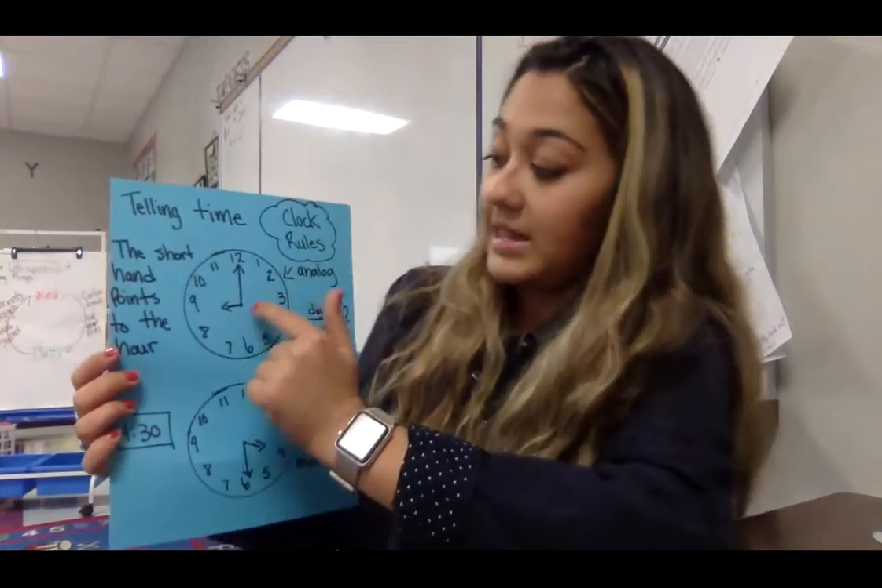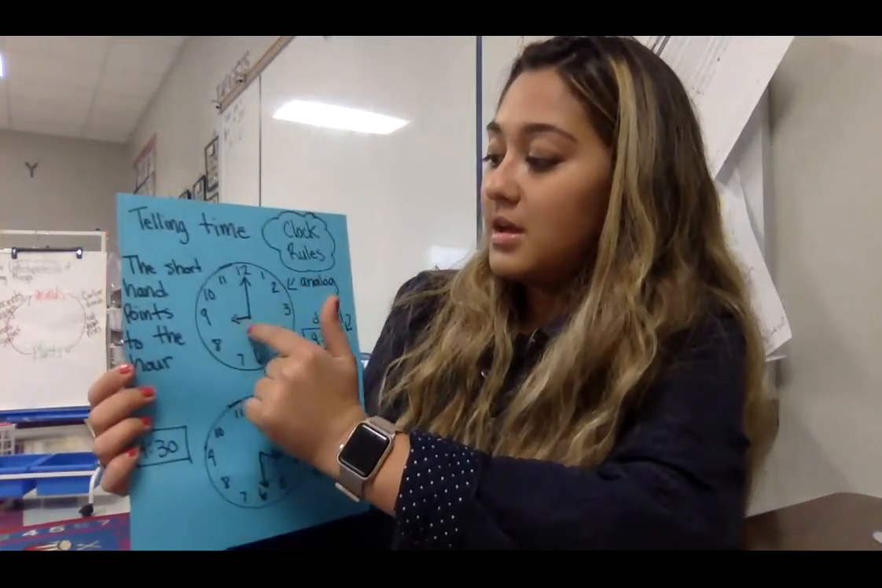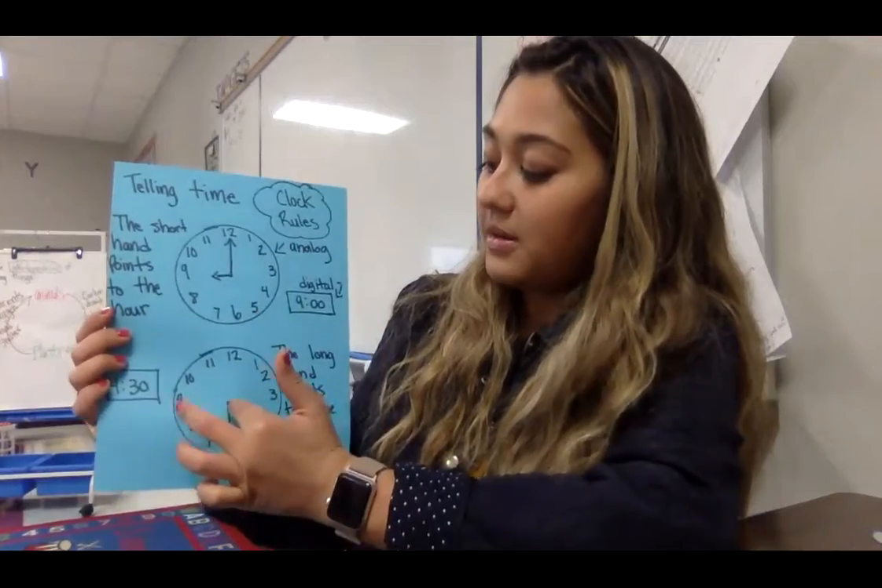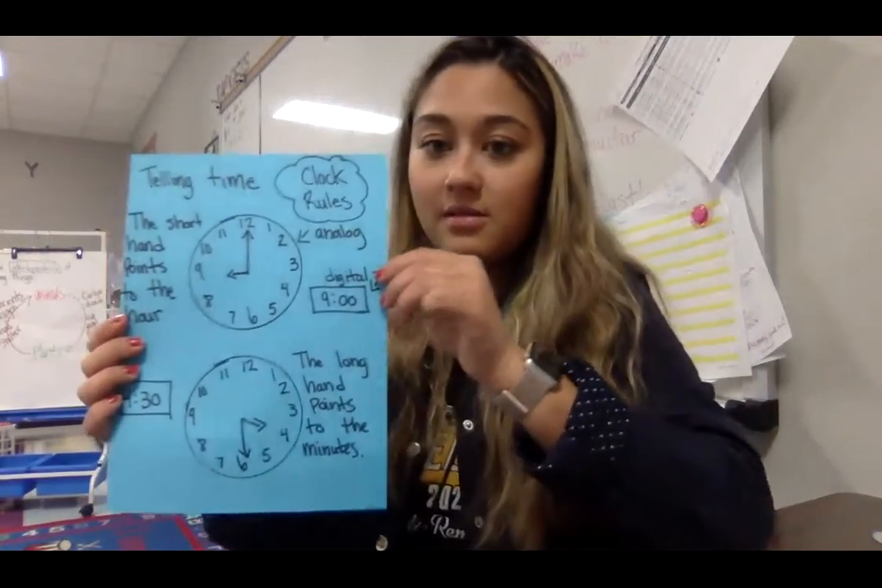So again, we can tell time to the hour and half hour using analog and digital clocks. And we remember that the hour hand, that short hand, points to the hour and the long hand points to the minutes. Okay, this is what your Seesaw assignment looks like.